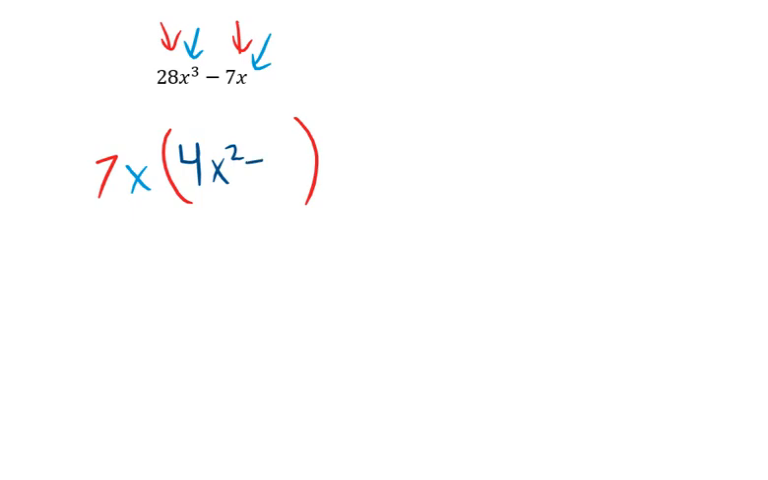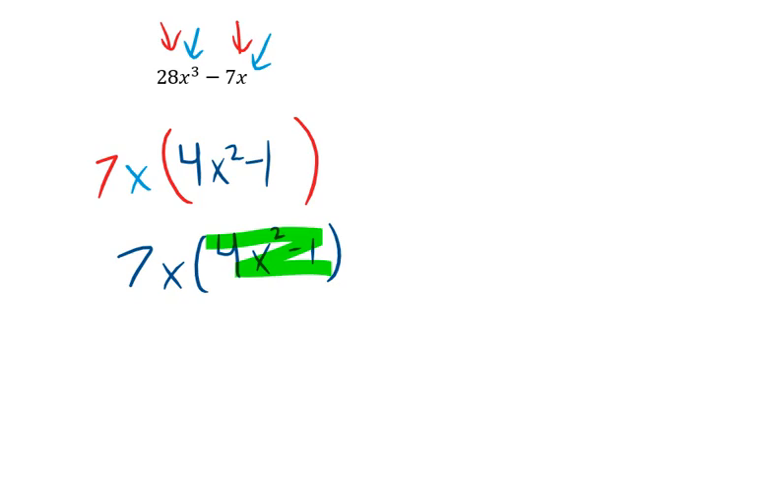Negative 7 divided by 7 is negative 1. X divided by x is x to the 0. I don't write it. So I have 7x, 4x squared minus 1. And actually, this part can factor more. That's difference of squares. 4x squared is 2x squared. Minus 1 is minus 1 squared. So that's 2x minus 1, 2x plus 1.